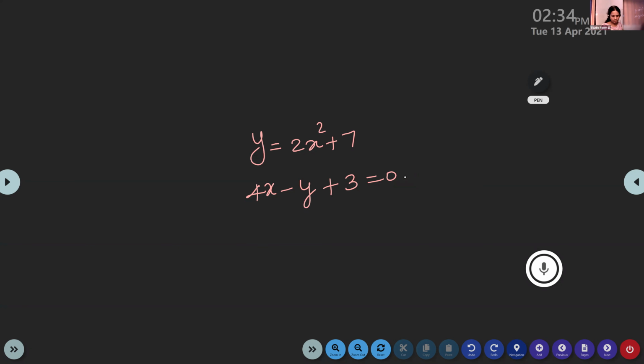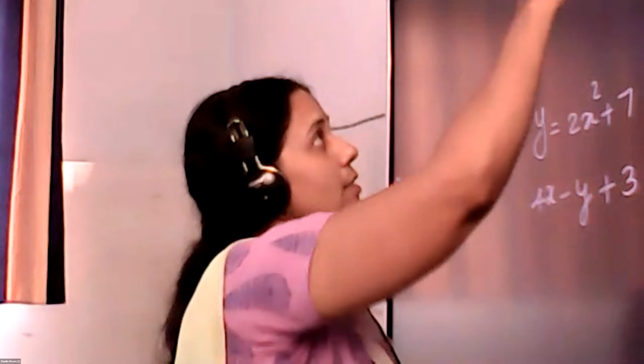Next is the next model of this, the next type. Everything is in tangents and normals only, but the points are the difference. Somewhat different. In some cases, points are given. In some cases, points are not given. Okay, look at the next question.